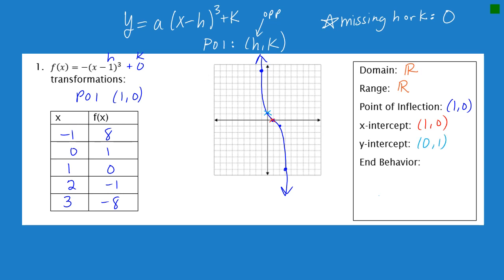And then lastly, end behavior. As x goes to the right, y is going down, so towards negative infinity. And as x goes to the left, my y values are going up towards positive infinity.